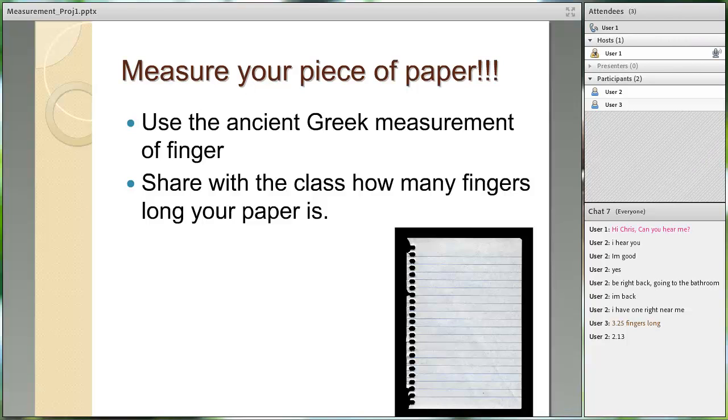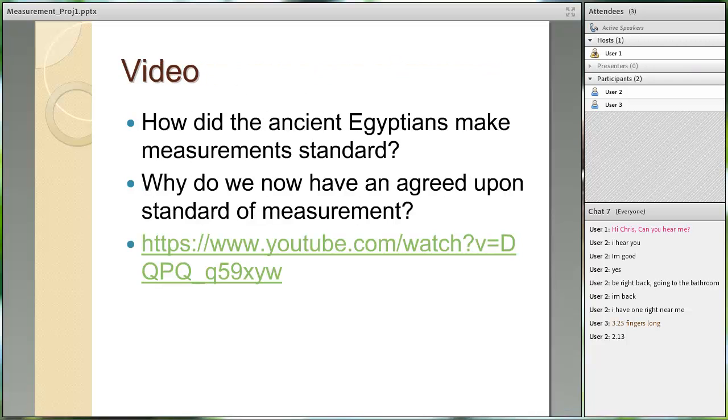So we can see this is quite a bit of discrepancy. Even though we're all holding a piece of paper in front of us, which we know are all the same length, we're coming up with completely different numbers.